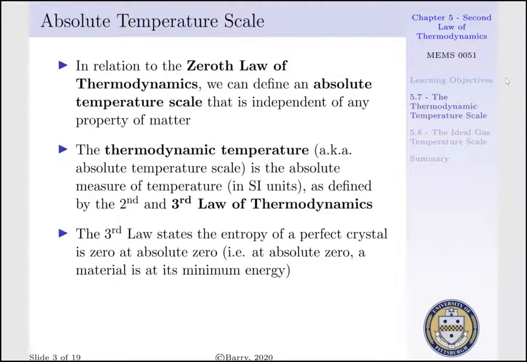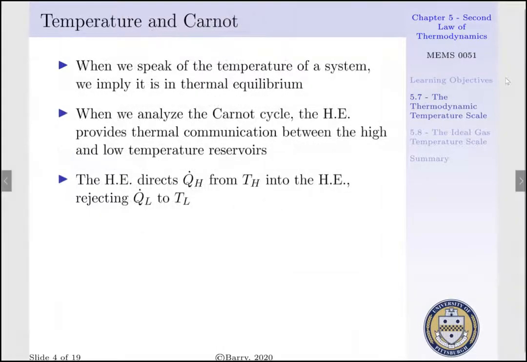in thermal equilibrium. The thermodynamic temperature scale, also known as our absolute temperature scale, is the absolute measure of temperature in SI units, and is defined by the second and third laws of thermodynamics. The third law of thermodynamics states the entropy of a perfect crystal is zero at absolute zero. That is, at absolute zero, a material is going to be at its minimum energy. Now, when we speak of temperature of a system, we're going to imply it's in thermal equilibrium.